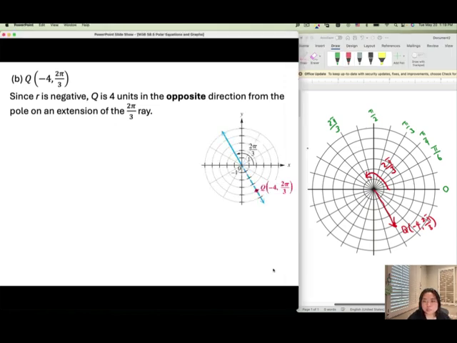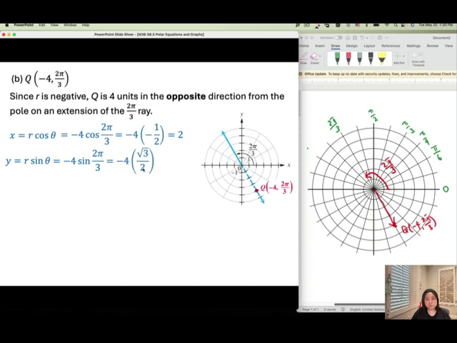Okay, look at the picture. And then we're going to convert the polar coordinate to rectangular coordinate. So use the same formula. r equals -4, theta is 2 pi over 3. You should get +2. How about the y? r sine theta, so plug it in. Sine 2 pi over 3 is root 3 over 2, positive root 3 over 2. Simplify it, so that will be -2 square root 3. So that will be the rectangular coordinate for the point Q here.